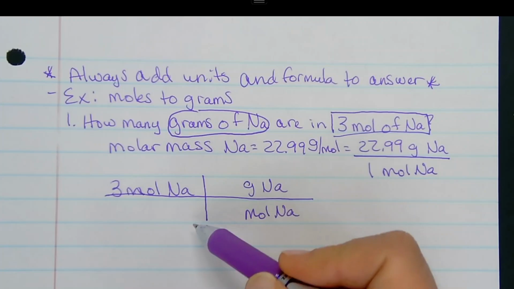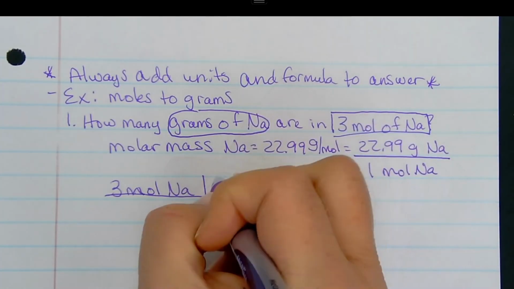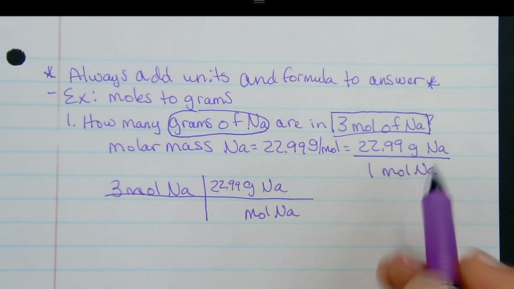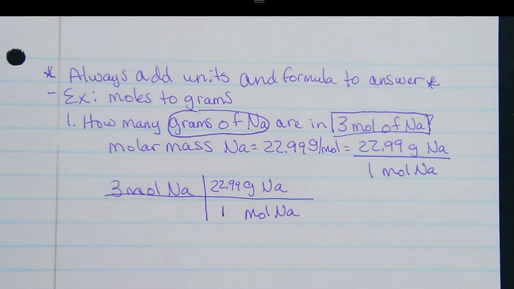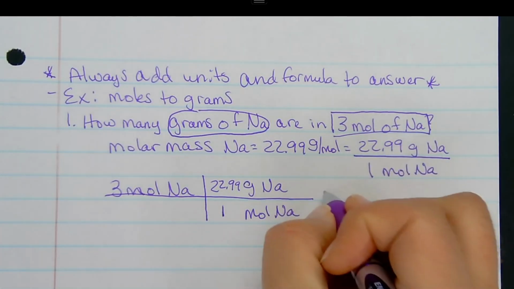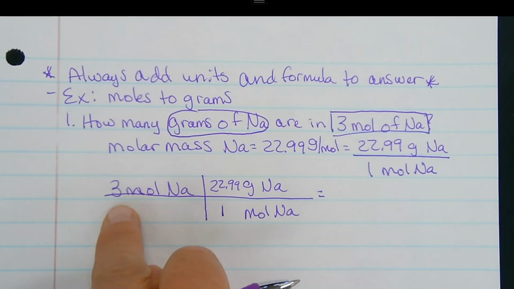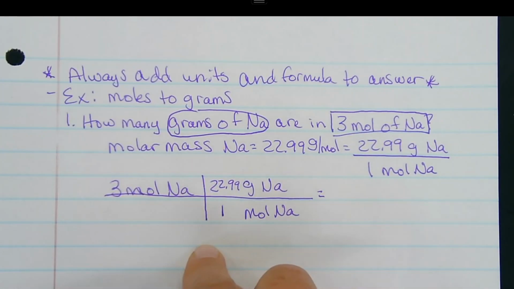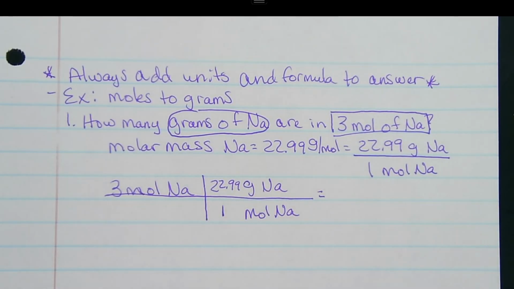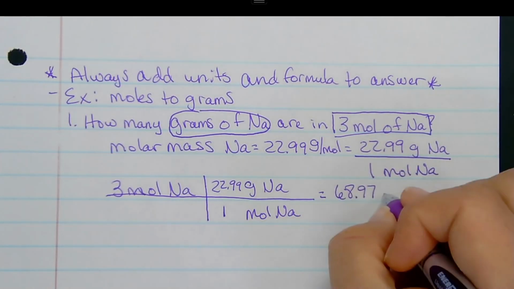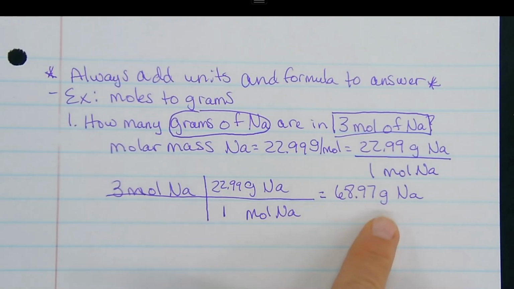So then we're just going to plug in our numbers. The number goes with the grams. We're going to put 22.99. And the number that goes with moles, it's always in 1 mole. Okay? So remember, anything on top, what do we do with those numbers? Multiply them, and we divide by anything on the bottom. Divide by 1, does it do anything? No. So we're going to multiply these numbers together, and you should get, if you did it, 68.97 grams of sodium.